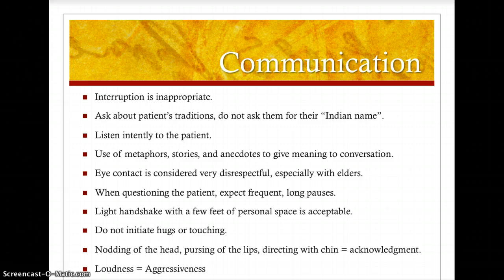Nodding of the head, pursing of the lips, and pointing at the chin are all ways in which Native American patients show acknowledgement. It is very important to include the patient's family in discussions regarding treatment options and end-of-life procedures such as DNRs.